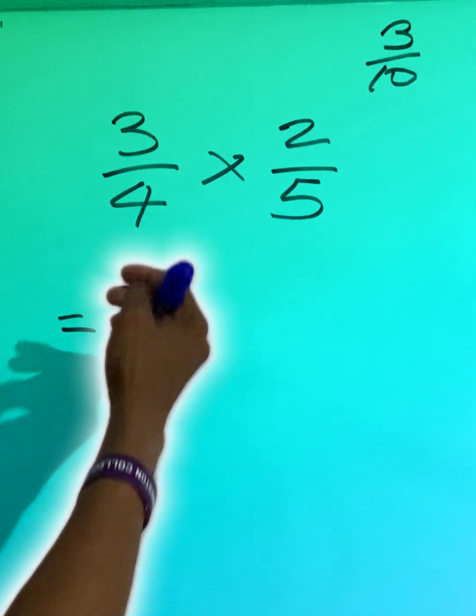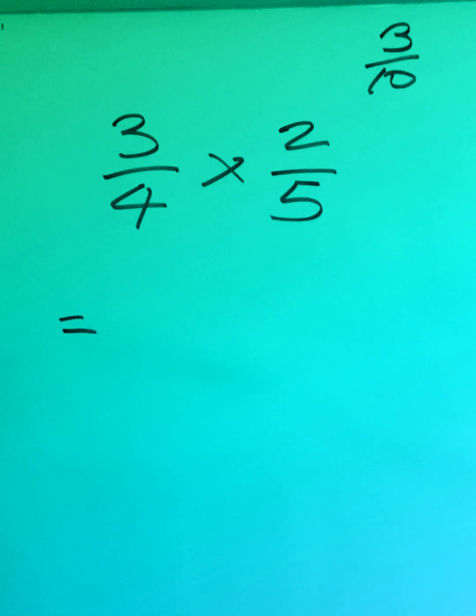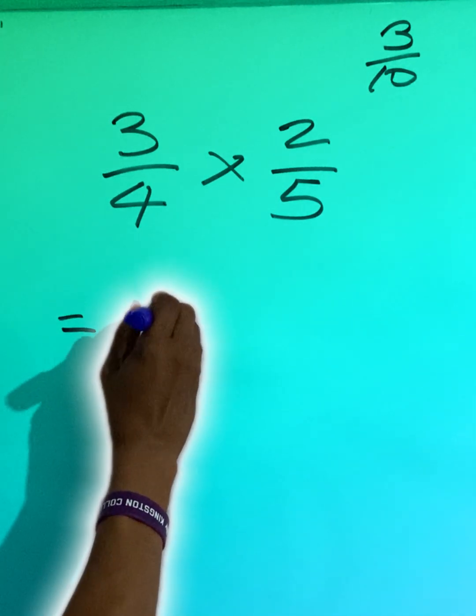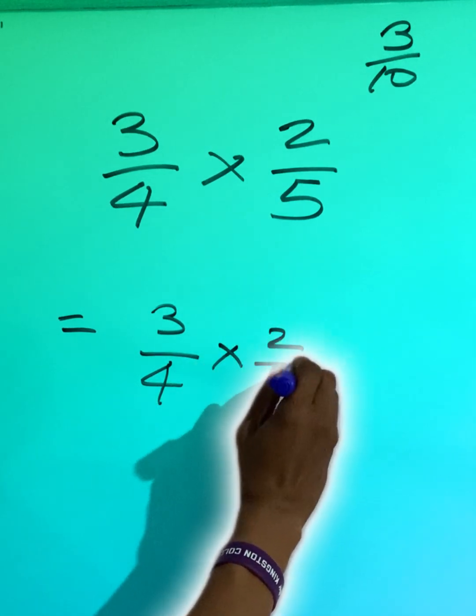In this case, yes, we can. We have 2 and 4, they are both even numbers. So we can find a number that can go into each of them without leaving a remainder, and that factor is 2. So we can say we have 3 over 4 times 2 over 5.